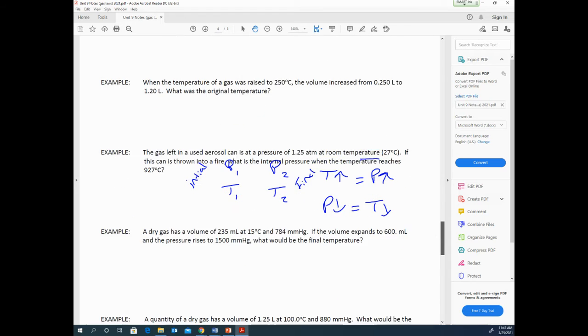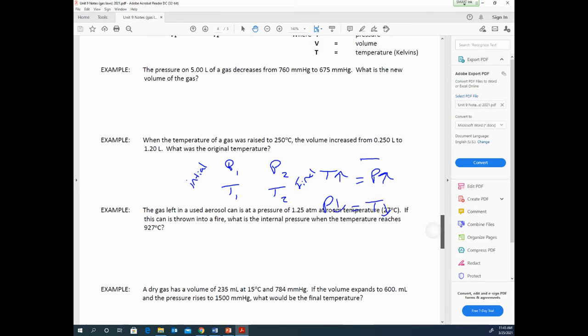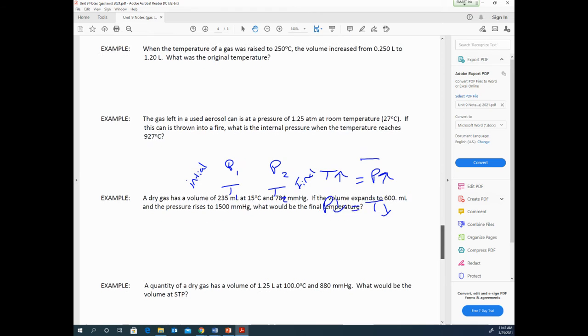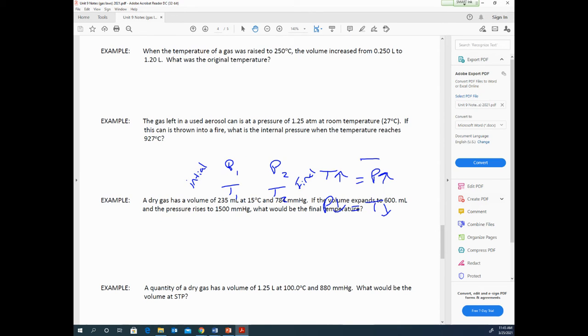So this was Boyle's and Charles's. Now this one is for Gay-Lussac's law. I'm going to rewrite our formula above the question just because of space. It belongs to the one I'm working on: P1 over T1 is equal to P2 over T2.